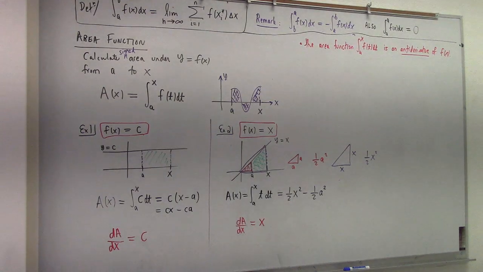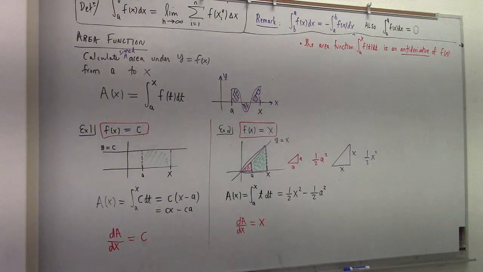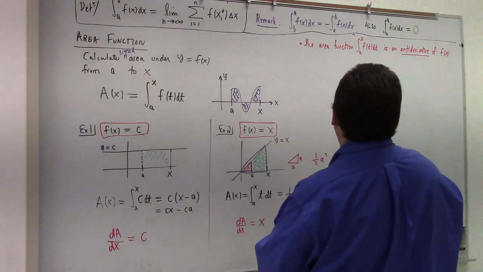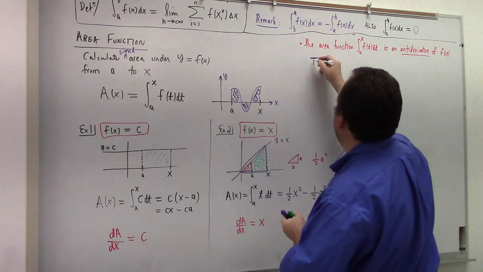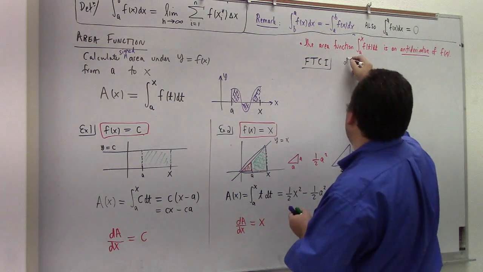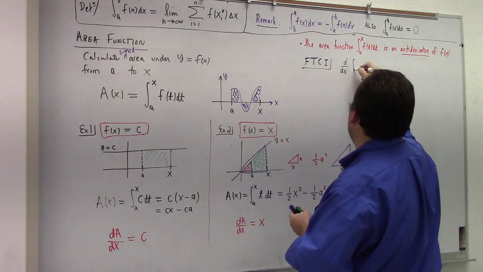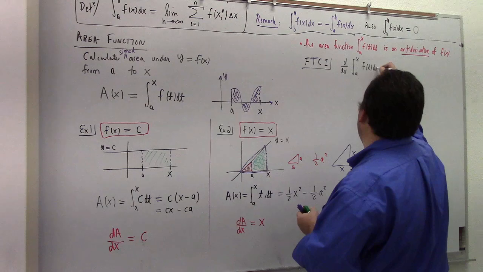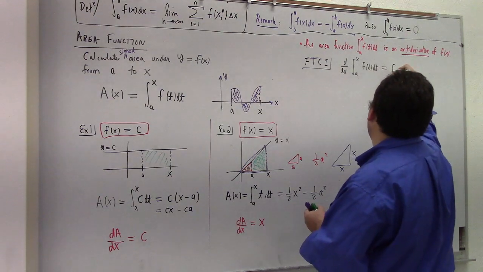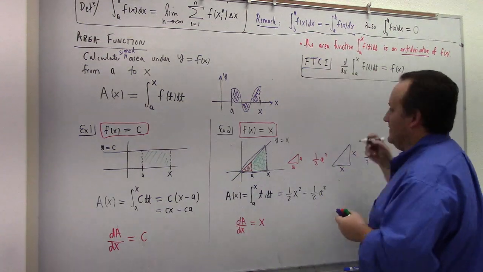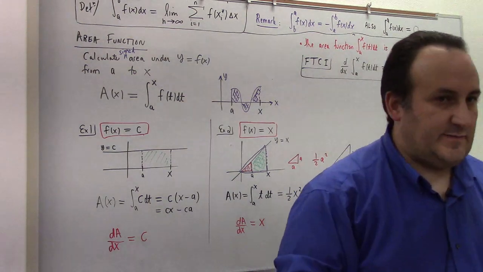That statement is actually the fundamental theorem of calculus, part 1, FTC1. It says that d/dx of the integral from a to x of f of t dt is equal to f of x. This is the claim of the fundamental theorem of calculus, part 1. And it's exactly what we just saw in examples 1 and 2.